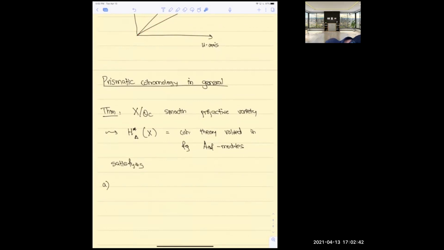So if I take H star A of X, or A star prism of X, tensored over A-inf with A-inf mod U minus P, and I remind you this one was OC, this is the way my parameters are chosen, I get de Rham cohomology.